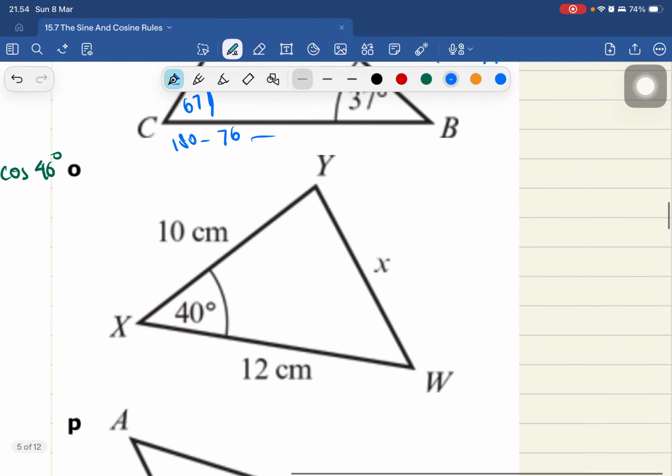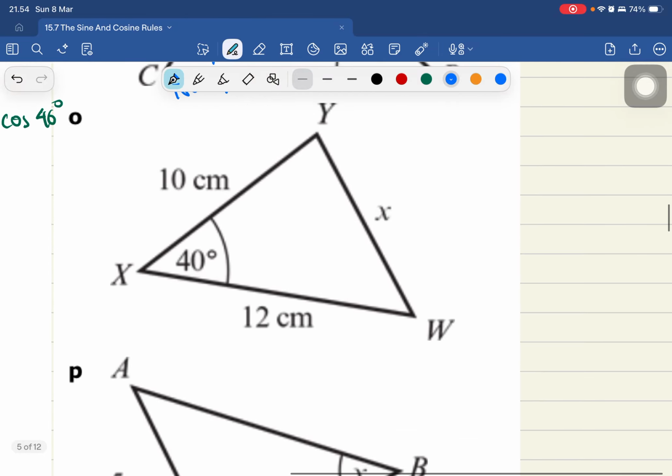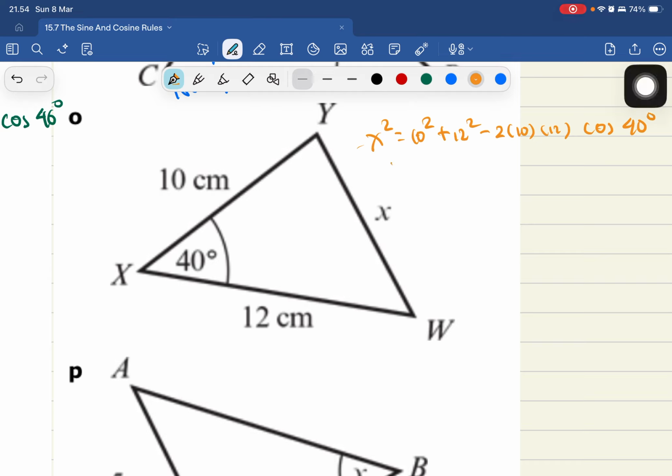Okay, here we got two sides with only one angle, so we'll use cosine rule. So x squared equal to 10 squared plus 12 squared minus 2 times 10 times 12 and then times cos 40 degree. I have shown you the step by step, and then just make it square root at the end. So you will get the value of x gonna be 7.756 centimeter.